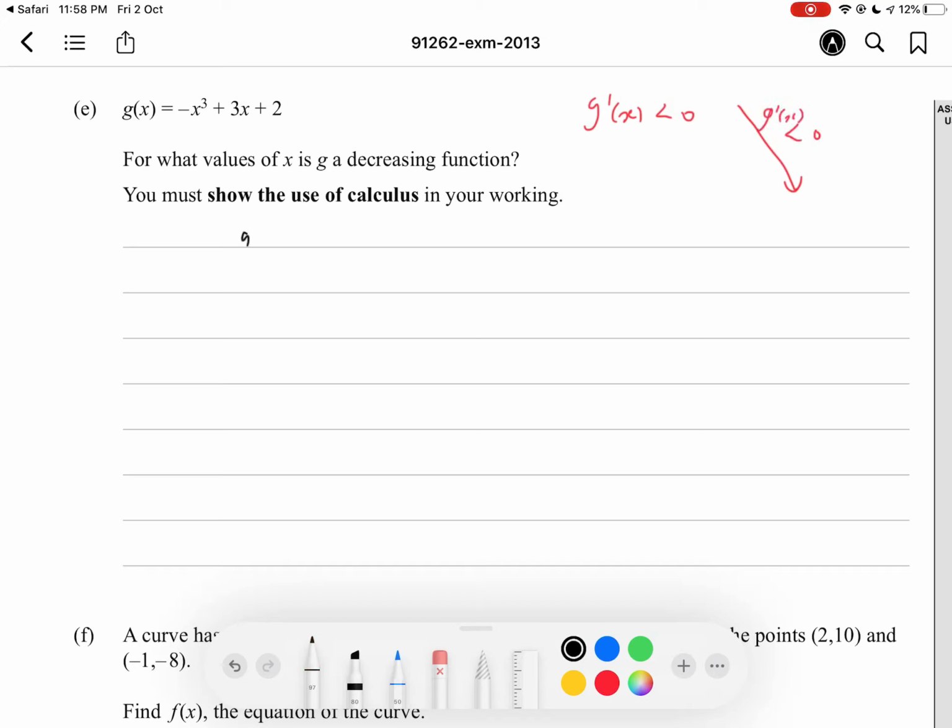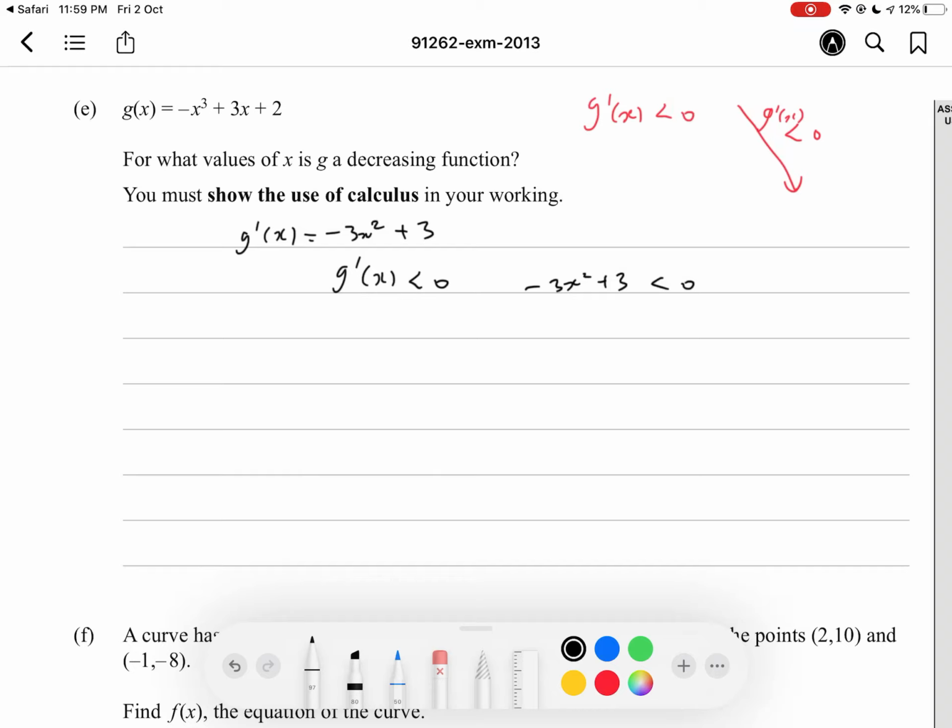So basically we need to find the derivative again. So that's g dash of x equals negative 3x squared plus 3. So basically we're going to find the points where negative 3x squared plus 3 is less than 0. So therefore g dash of x is less than 0. Therefore negative 3x squared plus 3 is less than 0.